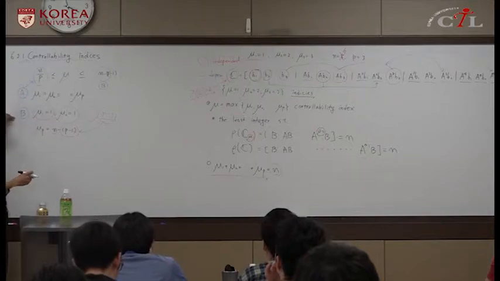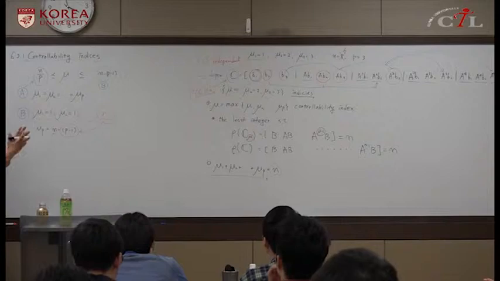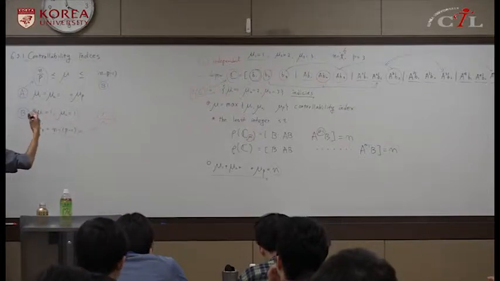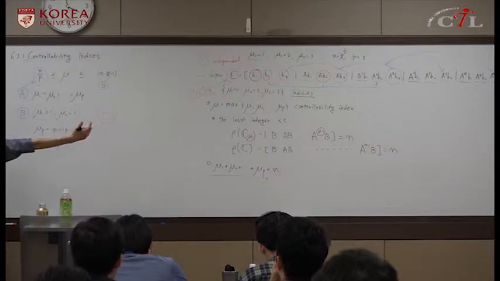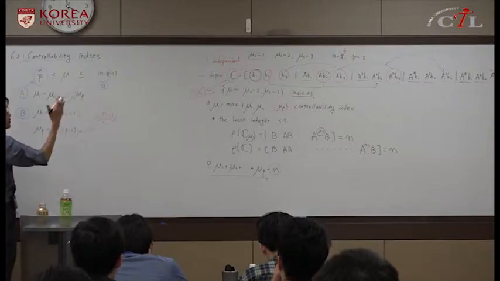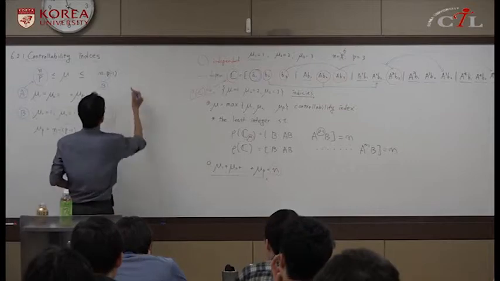But those two kinds are extreme cases: the leftmost bound and the rightmost bound. But in general, it's on one of the intermediate values. That's case C.